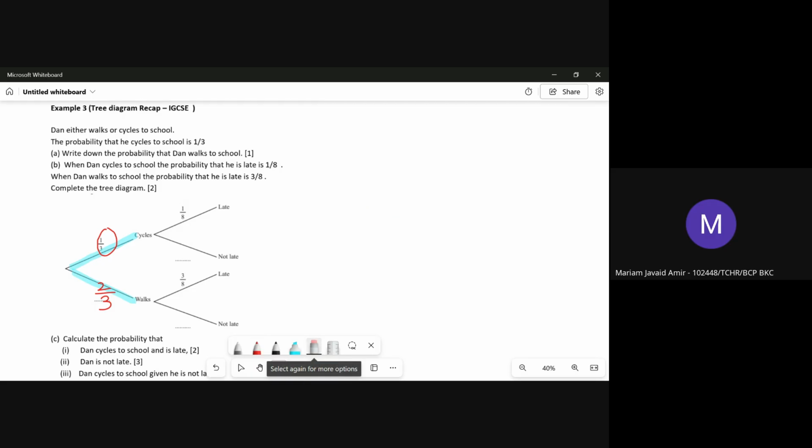Okay. Dan either walks or cycles to school. Probability that he cycles to school is 1/3. Write down the probability that Dan walks to school. We have written 2/3.